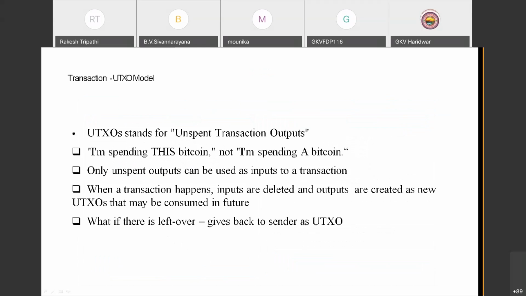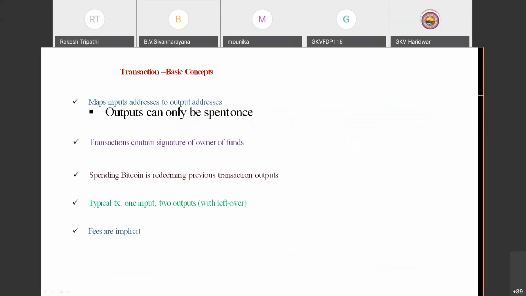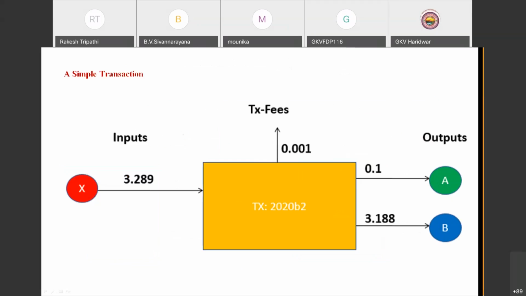Unspent transaction output, I have told you, for every transaction output I store somewhere, so that in any transaction in input we give reference to previous transaction output. So we keep it in one location. In any transaction, I take an input from a previous transaction, and then we have output 0.1 I give to, and there is a transaction fee. Whatever is the input minus the output, that becomes the transaction fee.